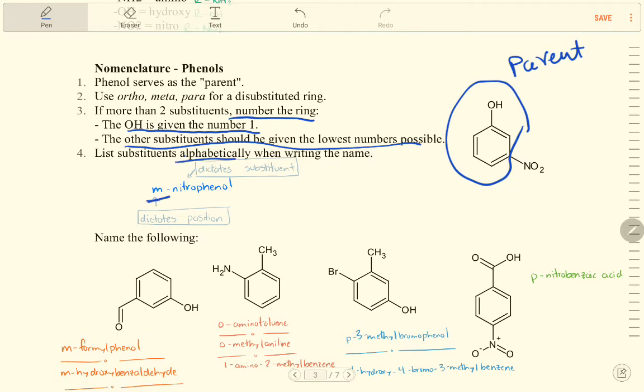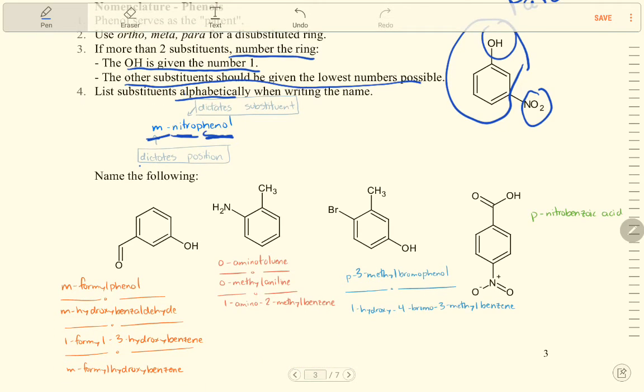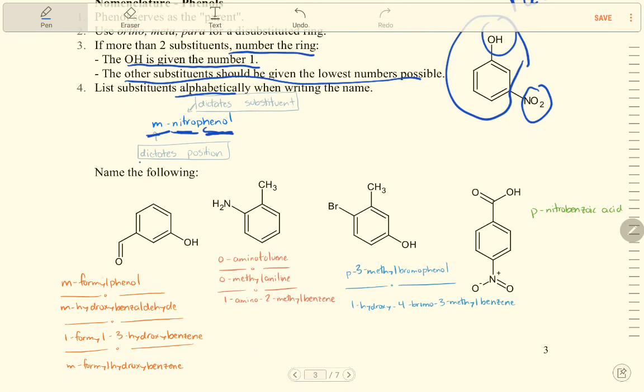For example, this is meta and this is nitrophenol. Alright, so meta is the direct position, nitro is the substituent, and phenol is the parent. So this is meta-nitrophenol. There are some of the names that we are going to apply. Meta-formyl phenol. This entire one is phenol, but it's on the 1 and 3 positions, so it's meta-formyl phenol.